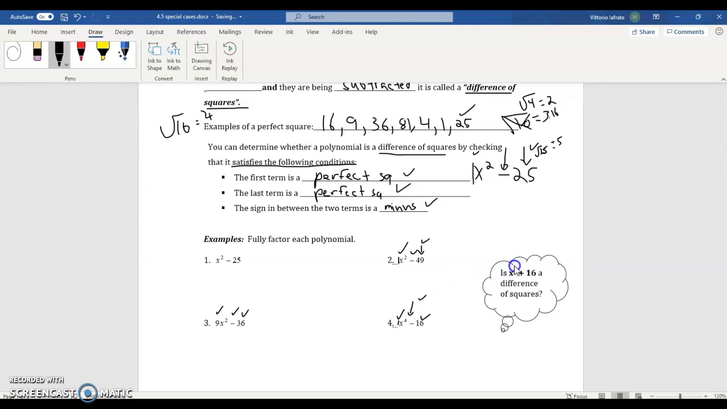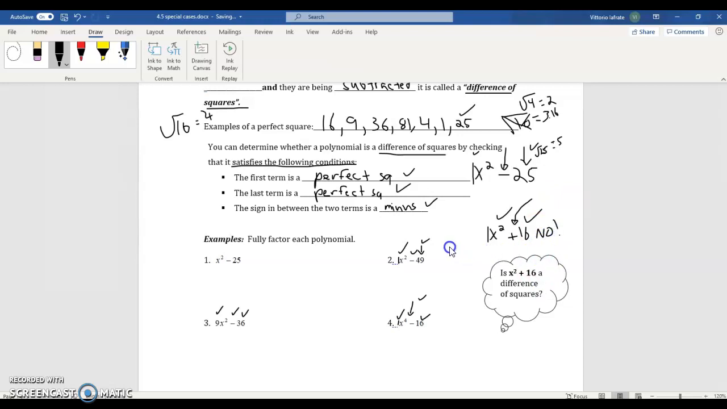But let's take a look at something that's not a difference of squares. How would I know? Well, if you look over here, you have x squared plus 16. So, yes, we have two terms. This 1x squared is a perfect square. This 16 is a perfect square. But one of the conditions is not satisfied. You'll notice there's a plus here. There should be a minus in between the two terms, not a plus. So what that means is that this is not a difference of squares.